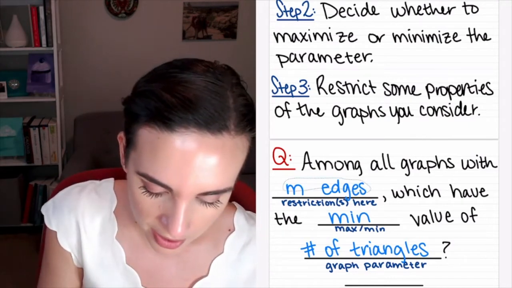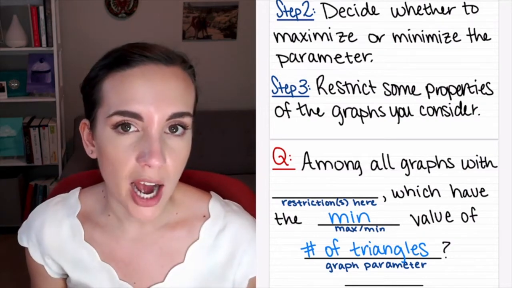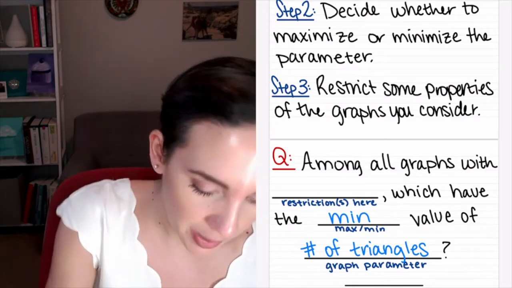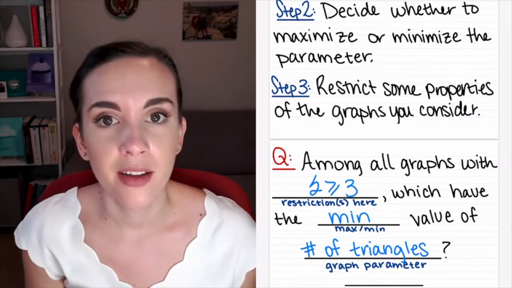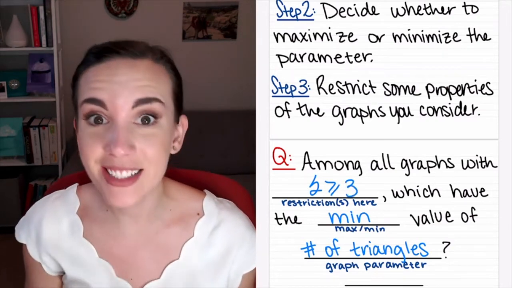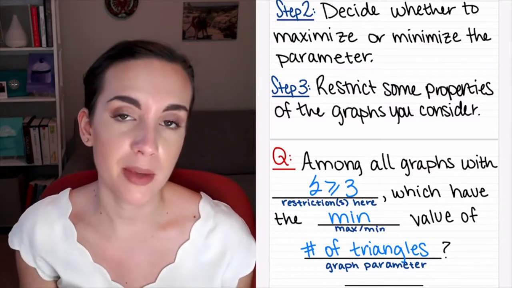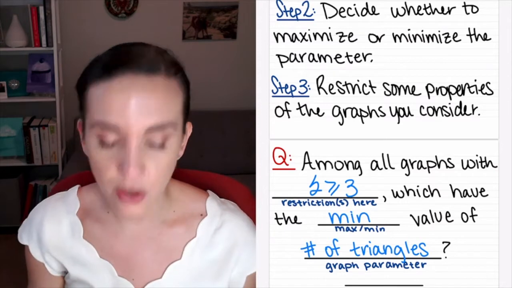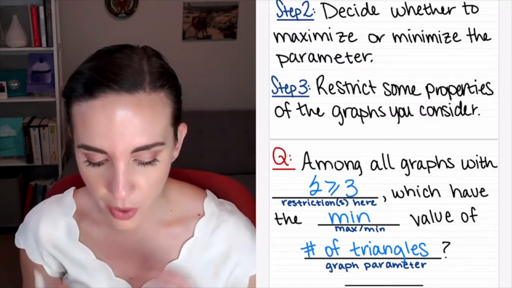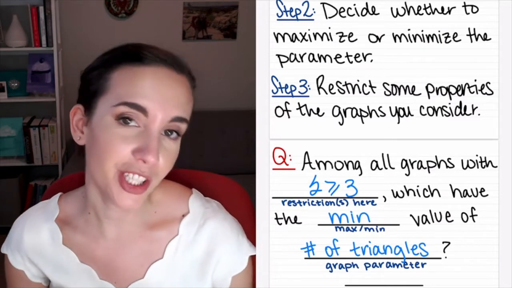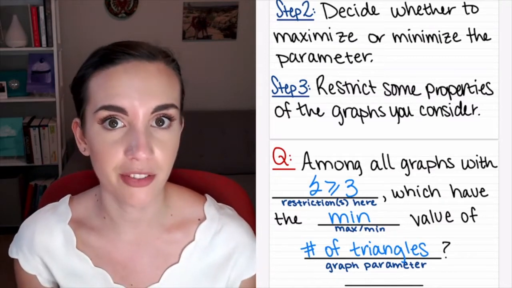Another option is I could say that I want to consider all graphs that have minimum degree at least 3. And so there, the answer isn't as obvious, right? So if I'm requiring my minimum degree to be at least 3, then how can I minimize the number of triangles? So this is the general structure for many questions in extremal graph theory.